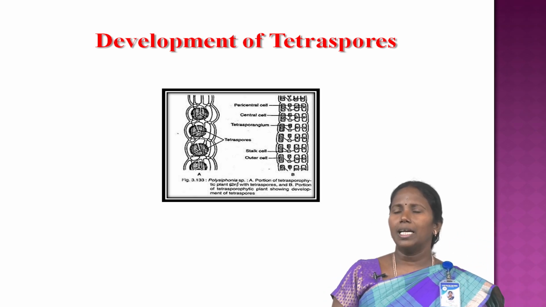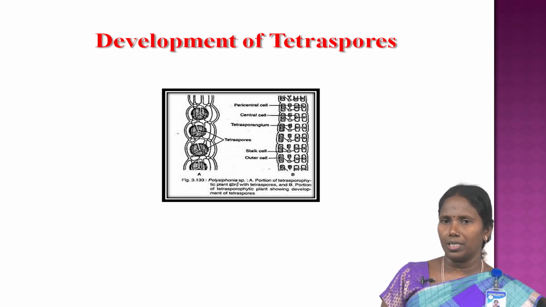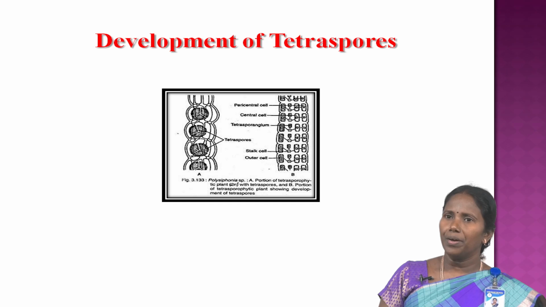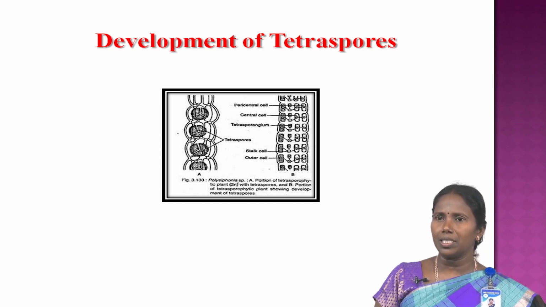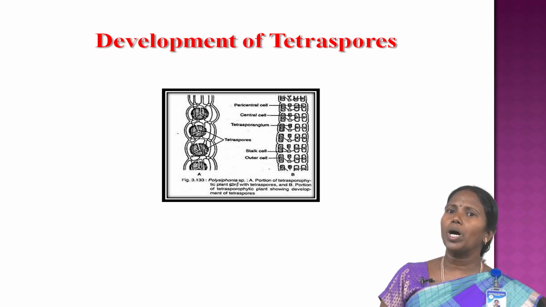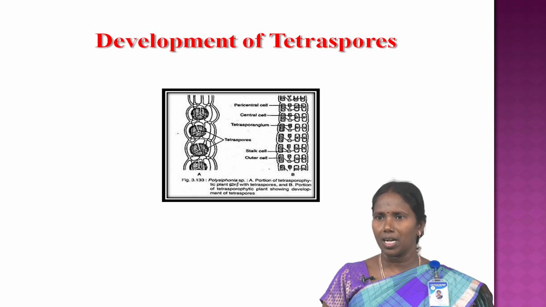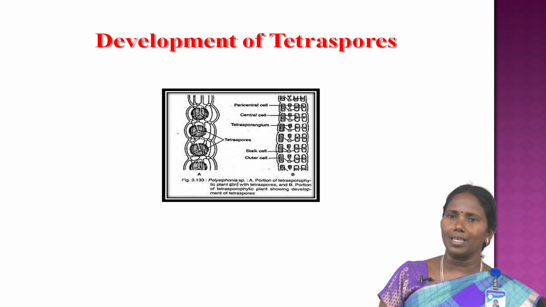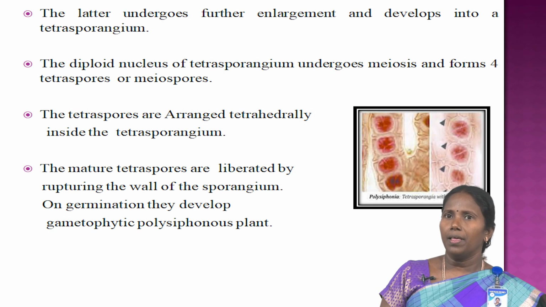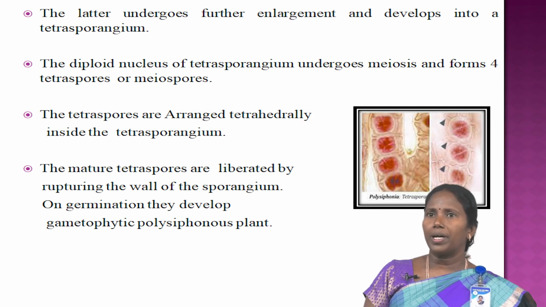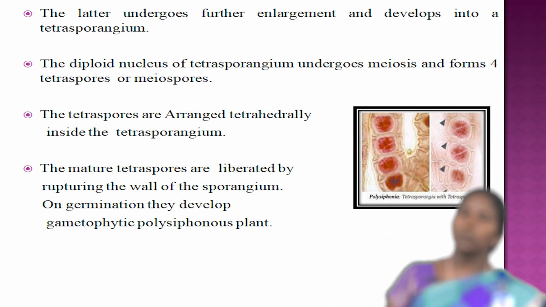These initial cells divide vertically into inner and outer cells. The inner cells function directly as sporangial mother cells, and the outer cells divide further to form 2 or more cover cells. The sporangial mother cells divide transversely into lower stalk cells and upper tetrasporangial cells. The latter undergoes further enlargement and develops into a tetrasporangium.